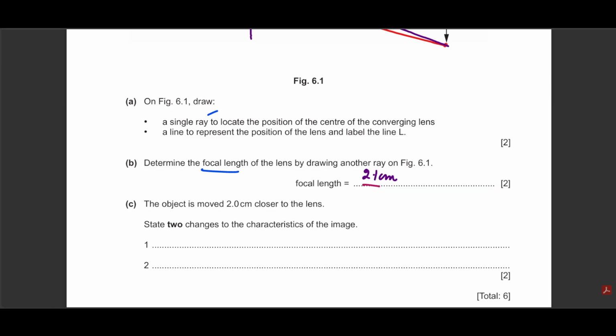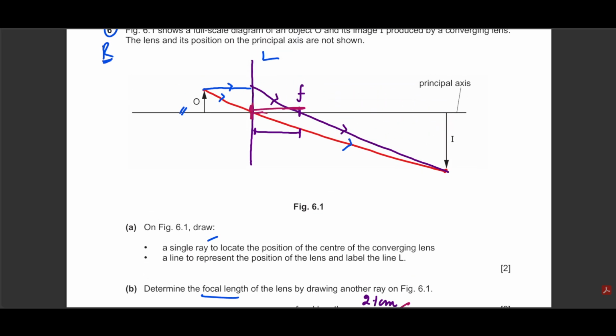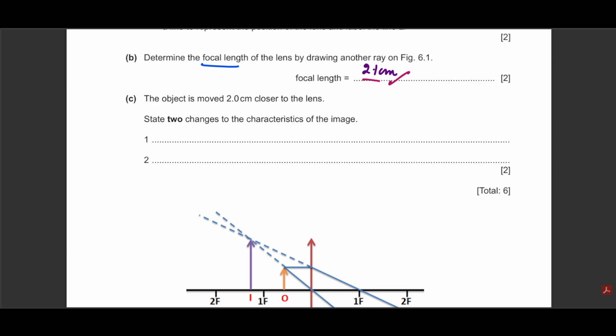But rest assured, the papers that you're going to get in your actual Cambridge examination will not have this problem, and all of your class fellows and peers, if you come out and discuss your paper, will have this answer on it. But definitely, this is the focal length that we're going to talk about.